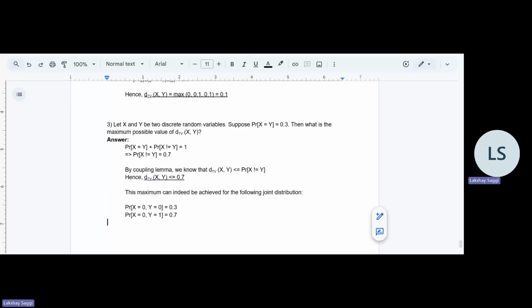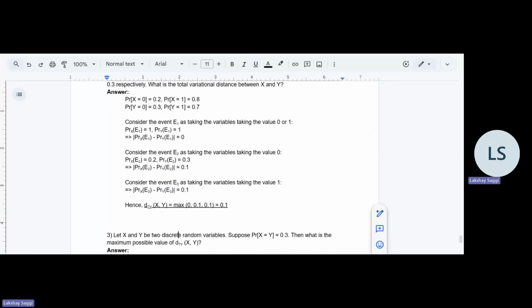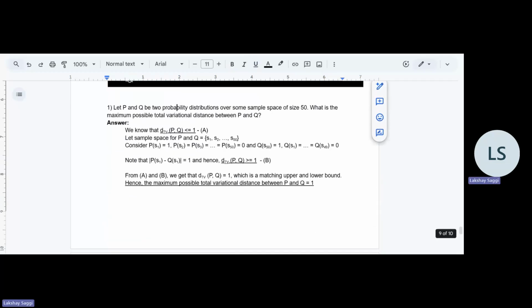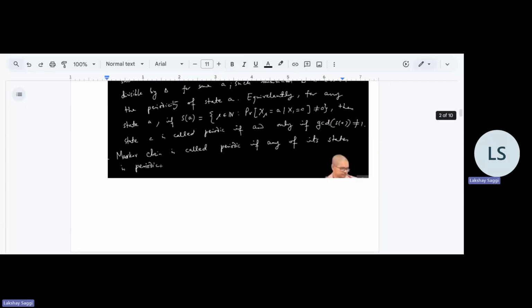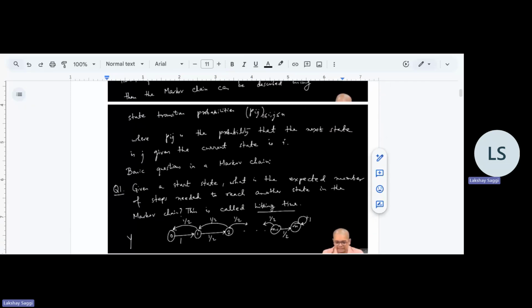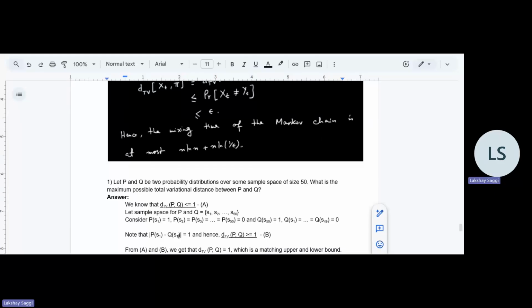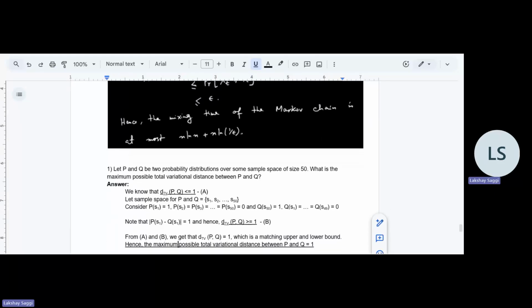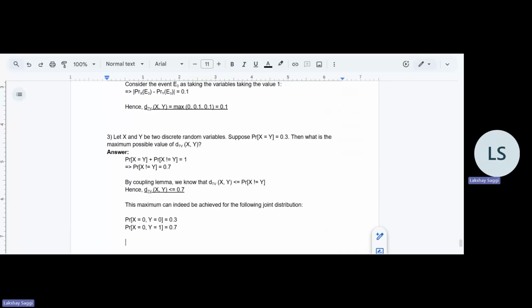Okay, I guess this was what I had for the day. We discussed some questions related to Markov chains, total variation distance, and so on. We also discussed a brief introduction to Markov chains, which was a summary of whatever was discussed about Markov chains in the lectures. So I guess this was it from my end.